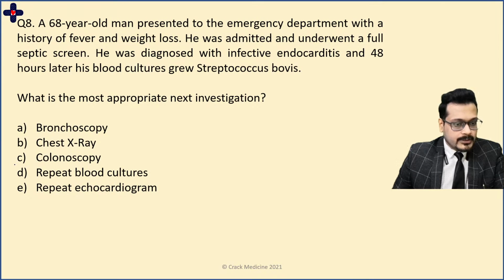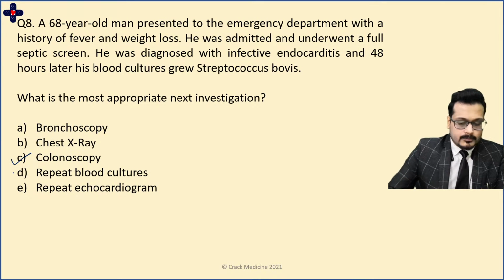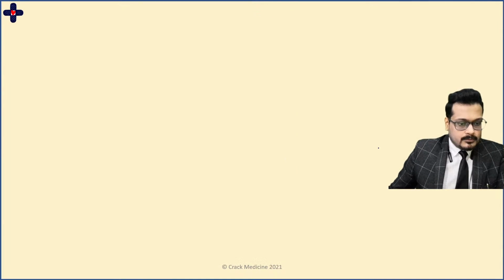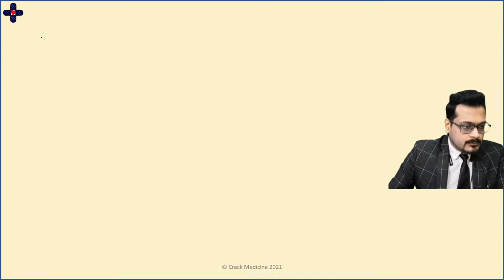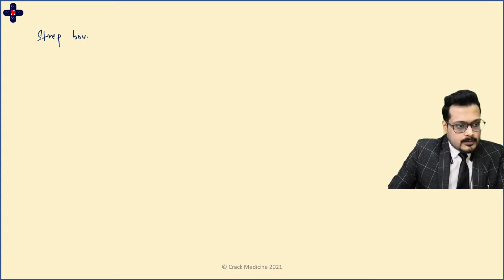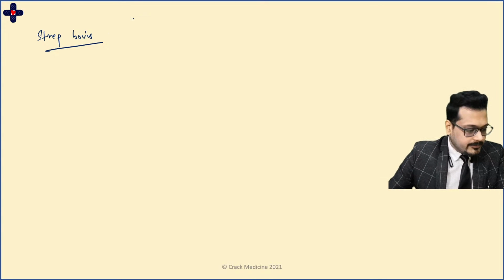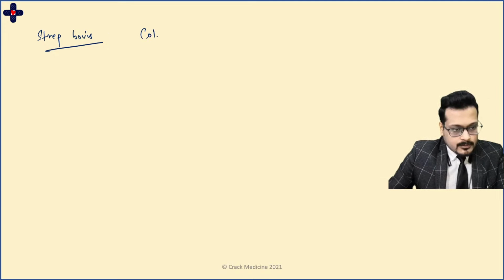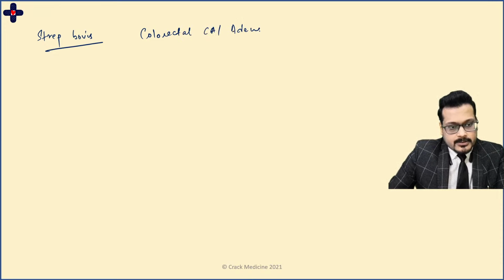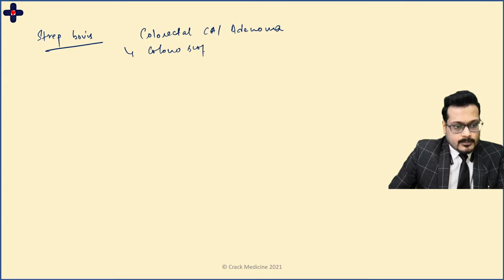Okay, so all of you are correct. If you have strep bovis, it comes basically from colorectal cancer or adenoma. So once the patient is ready for the procedure, you can perform colonoscopy. Okay, so that's the point here.